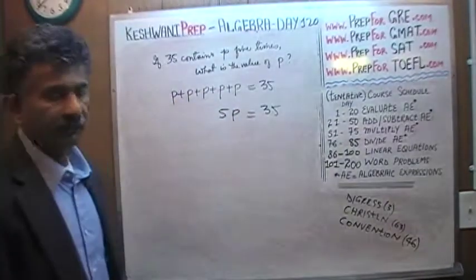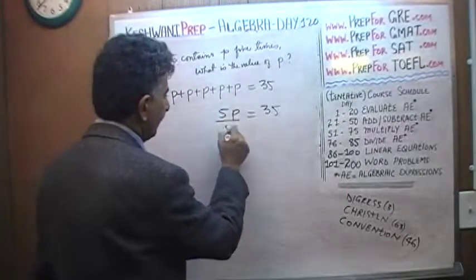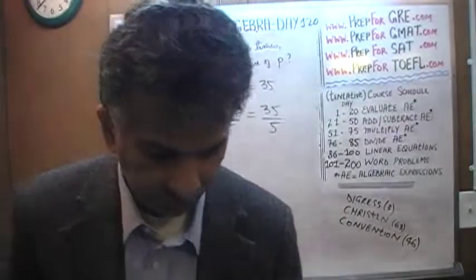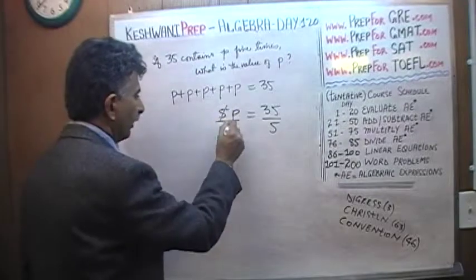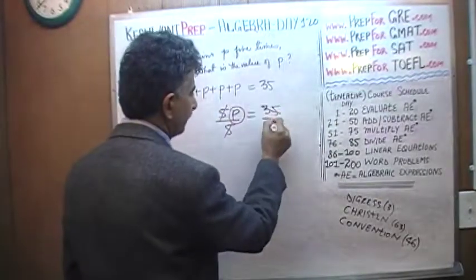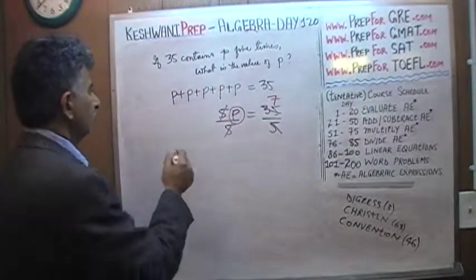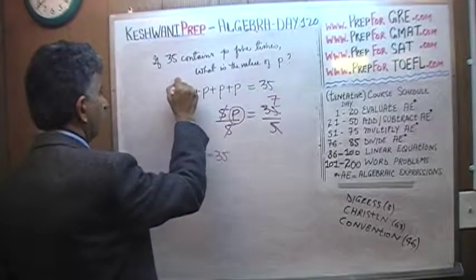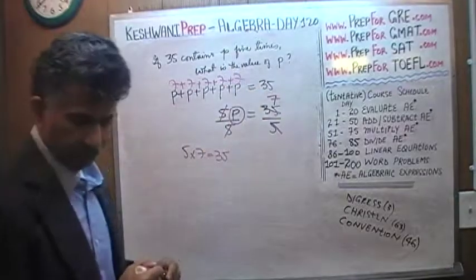How do we get rid of 5 from this side? Because we want P by itself. Divide both sides of the equation by 5. 5 divided by 5 is 1, so it drops out, and P equals 35 divided by 5, which is 7. Which makes sense because 5 times 7 is 35. 7 plus 7 plus 7 plus 7 plus 7 will give you 35.